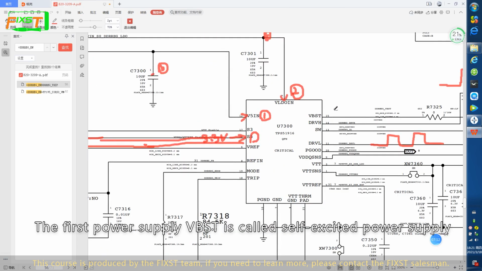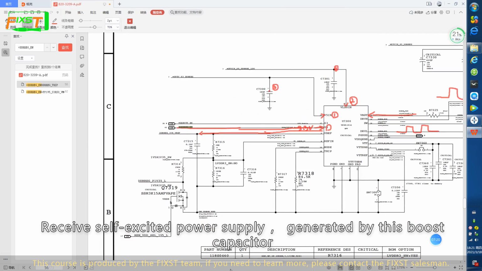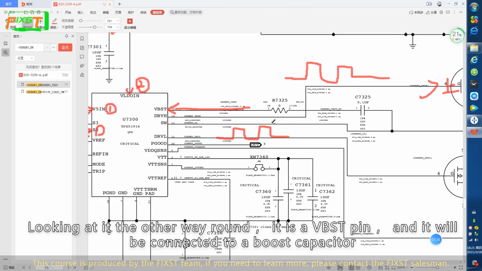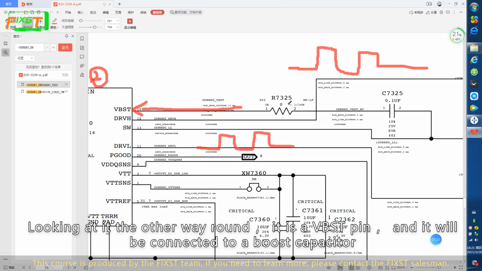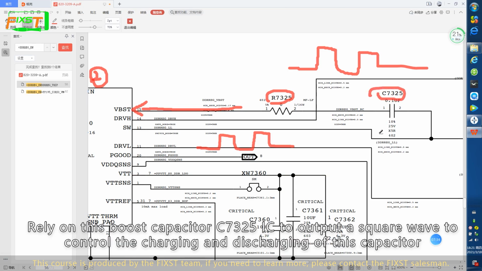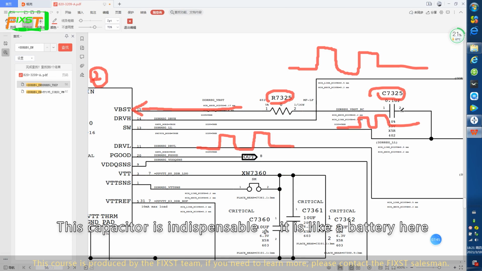The first power supply VBST is called self-excited power supply. It receives self-excited power supply generated by the boost capacitor. Looking at it the other way around, it is a VBST pin, and it will be connected to a boost capacitor, past a zero ohm resistor R7325. Rely on this boost capacitor, the IC outputs a square wave to control the charging and discharging of this capacitor. This causes the drive in our VBST to receive power. This capacitor is indispensable. It is like a battery here.